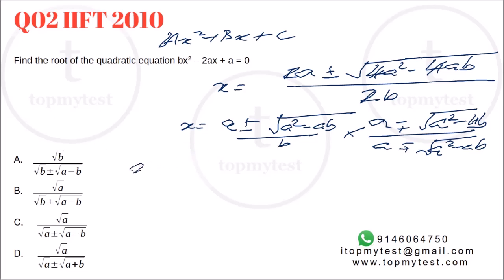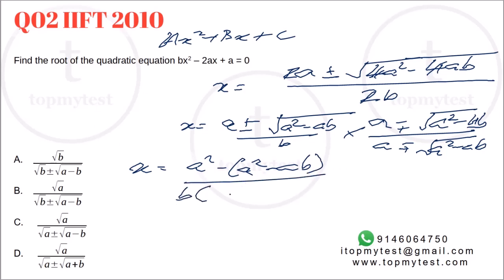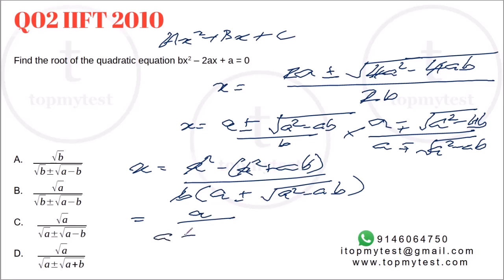So this will result in x being now a square minus the square of this. So that will be a square minus ab, divided by b into a plus minus square root of a square minus ab. Right, a square and a square will get cancelled. This will be plus, so one of the b's will get cancelled. So this will result in a divided by a plus minus square root of a square minus ab.